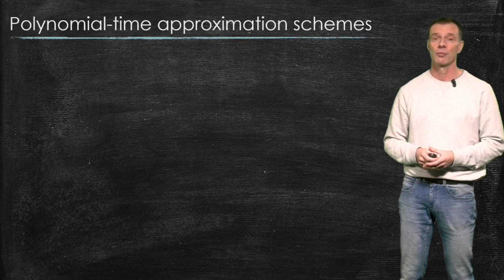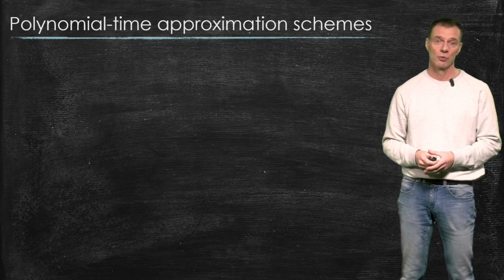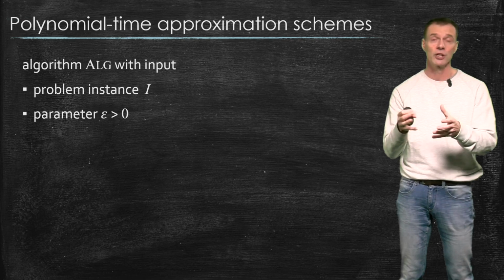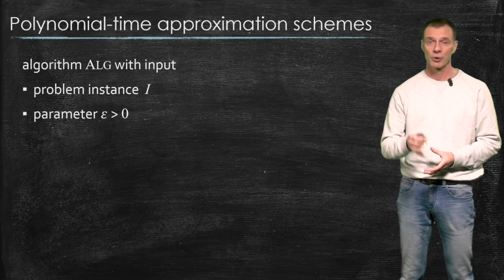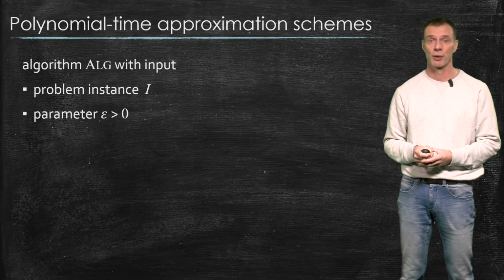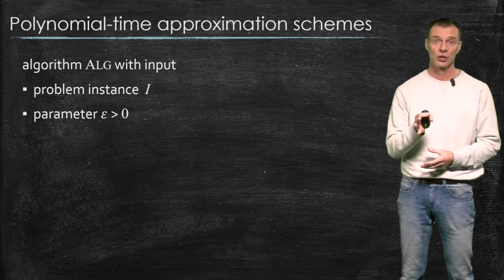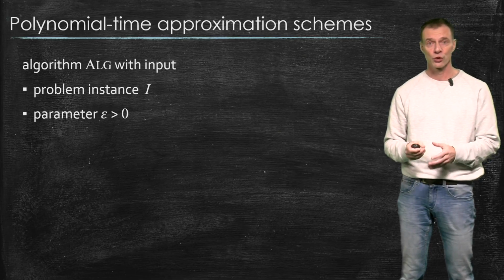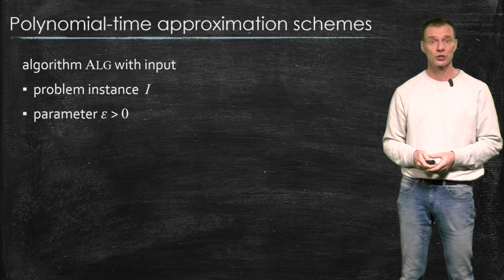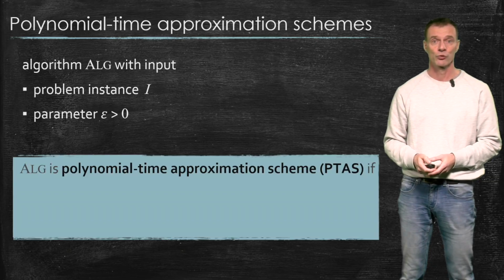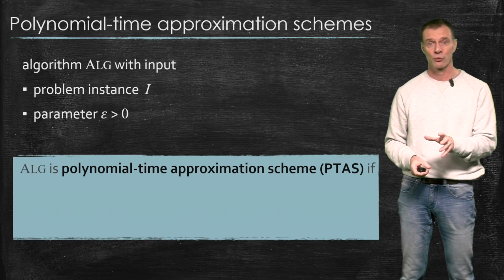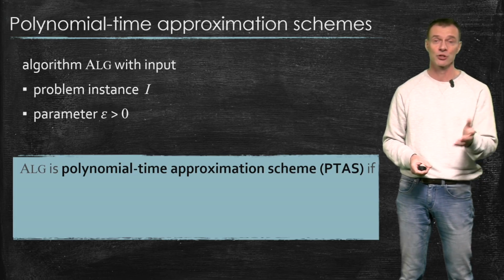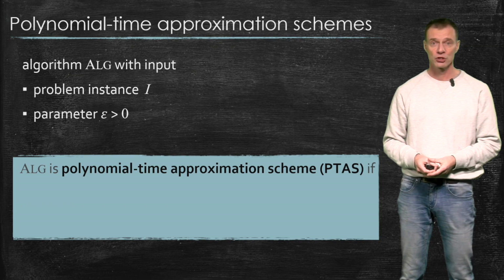So a polynomial time approximation scheme is, well, an algorithm that takes, of course, an input instance as input, but it also gets as input a second parameter, which is some value epsilon greater than 0. Okay? And using this epsilon, the user can control how close to the optimal solution the solution computed by the algorithm is going to be. Okay, so more formally, when is this algorithm ALG with these 2 parameters, input and epsilon, a polynomial time approximation scheme, or PTAS as we usually say for short?